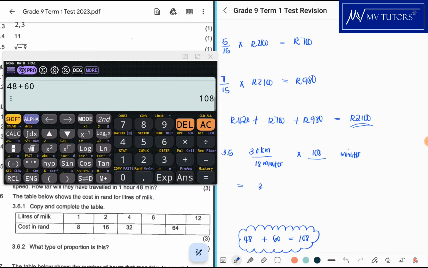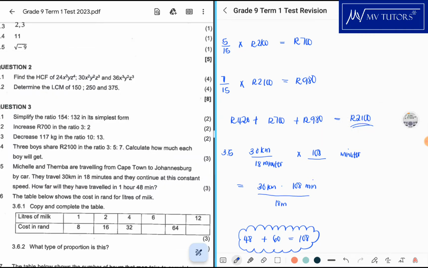30 kilometers times 108 minutes divided by 18 minutes. Okay, because at the end, the question they ask is how far will they have traveled? So they want distance, and we can leave it in kilometers. Okay, they didn't ask it in meters or anything, so just leave the answer in kilometers.